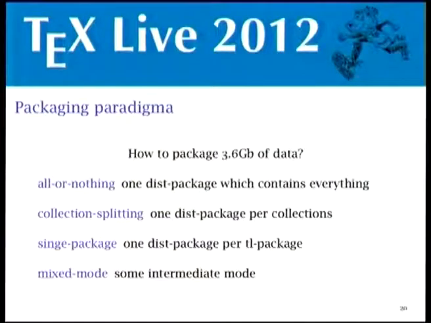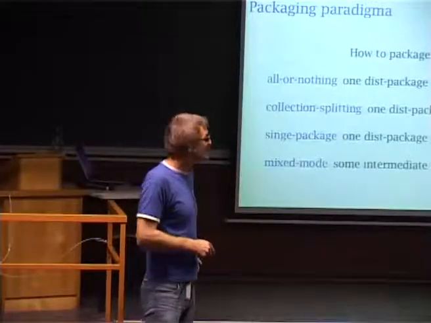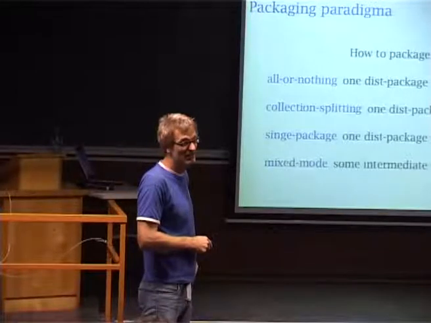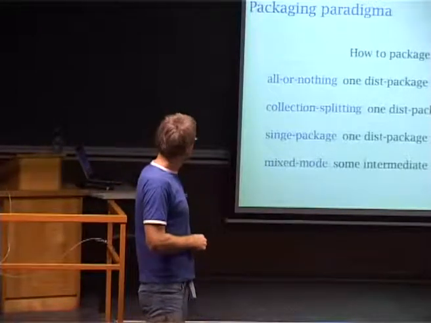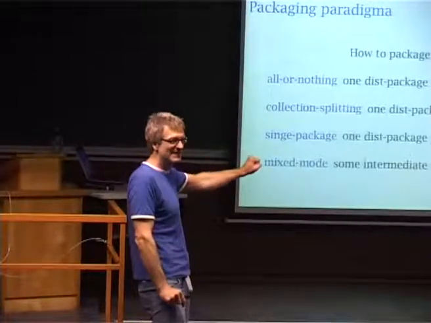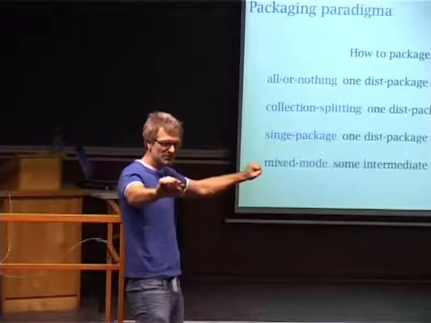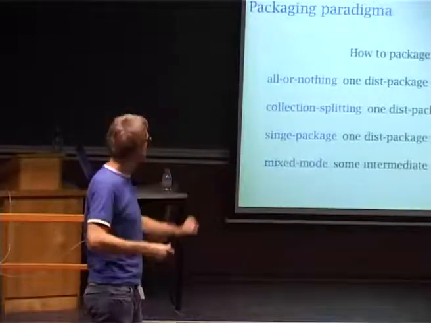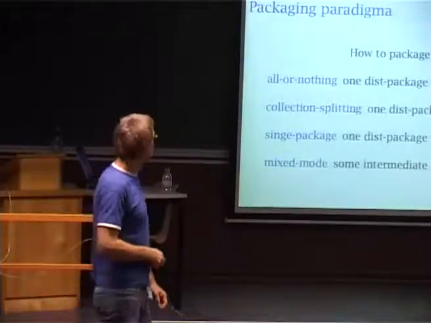The first one, I would say, all or nothing. There is one distribution package which contains everything. You have one package, it's called TeX Live, or whatever. That is the first method. It has some advantages and some disadvantages. Then collection splitting, where you split at the collection level. Then single packages, where one distribution package maps to one TeX Live package, and then there's mixed mode. Let's go through them.